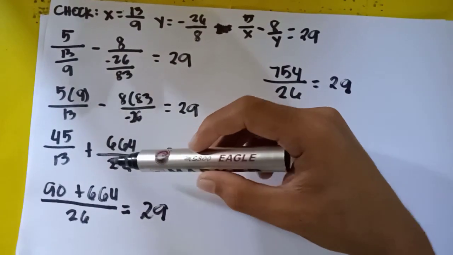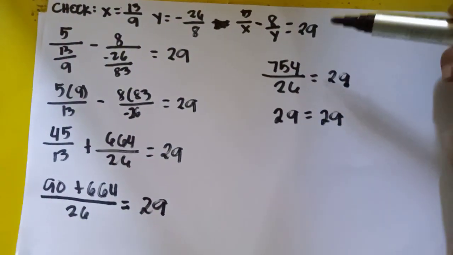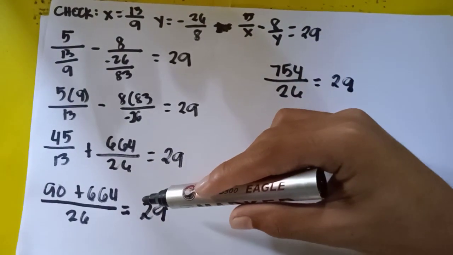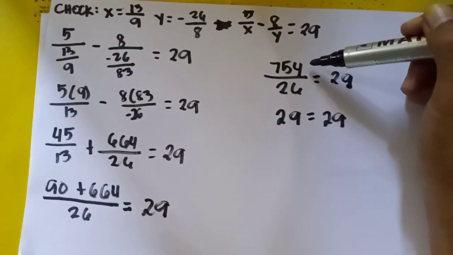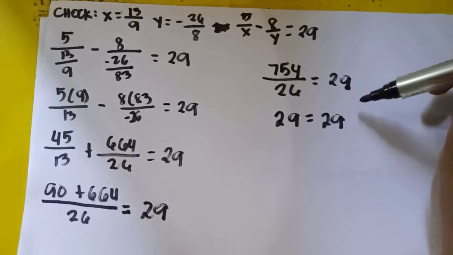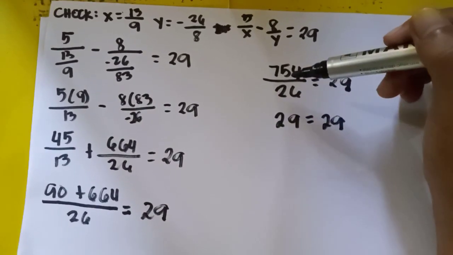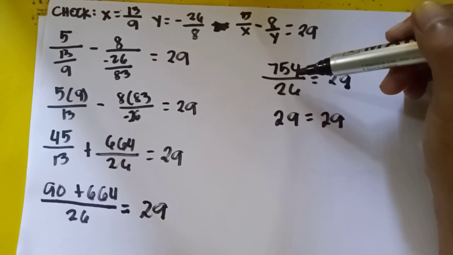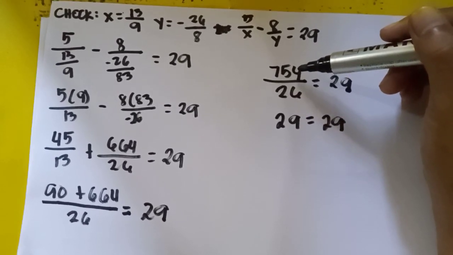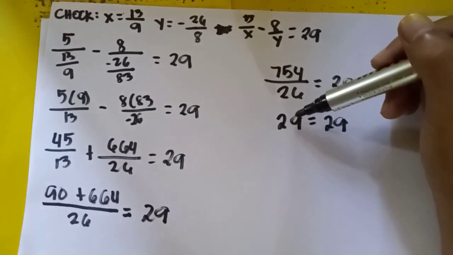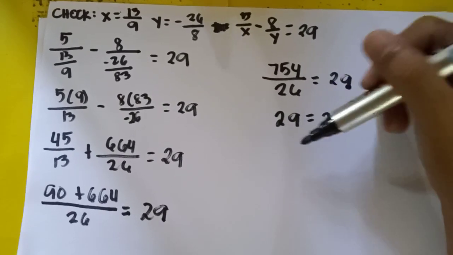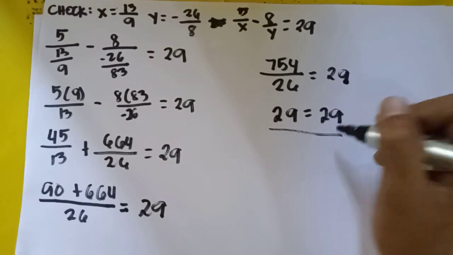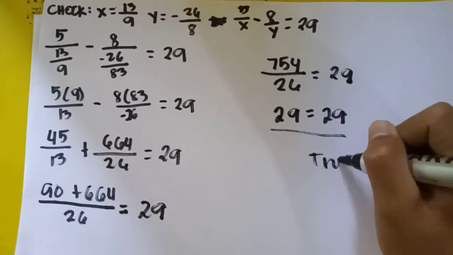26 is the greatest common factor of 13 and 26. 90 plus 664 is 754 over 26 equals 29. So the answer is 29 over 29. So our answer is true.